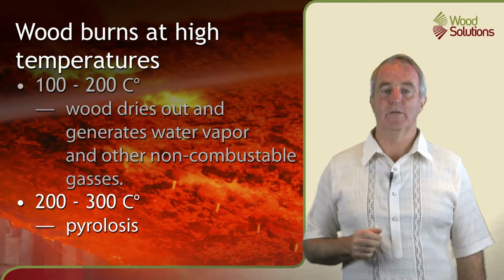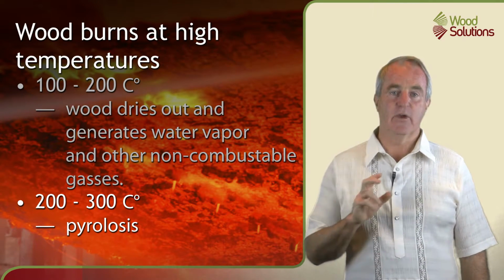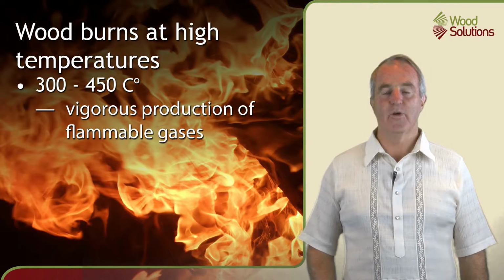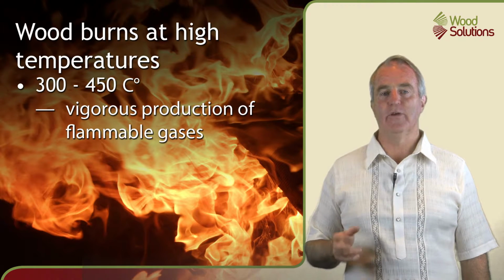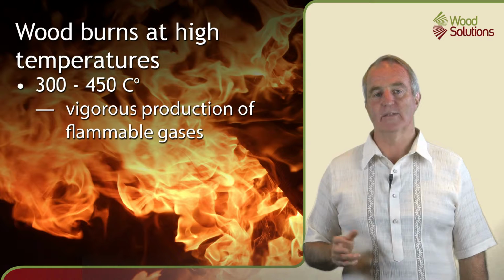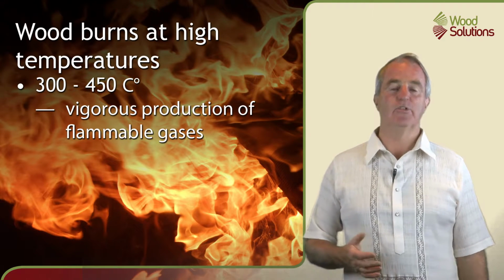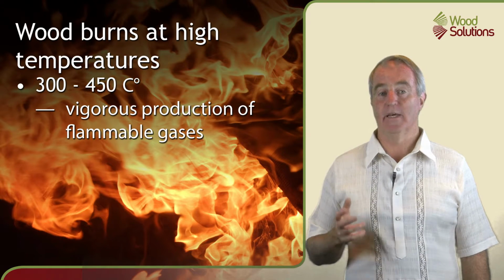Pyrolysis is a thermal decomposition of wood that occurs in the absence of oxygen, so that the wood starts to break down. From 300 to 450 degrees C, the wood breaks down further and vigorous production of flammable gases occurs. When these gases mix with air, in a temperature range about 400 to 500 degrees C, they can ignite and burn.